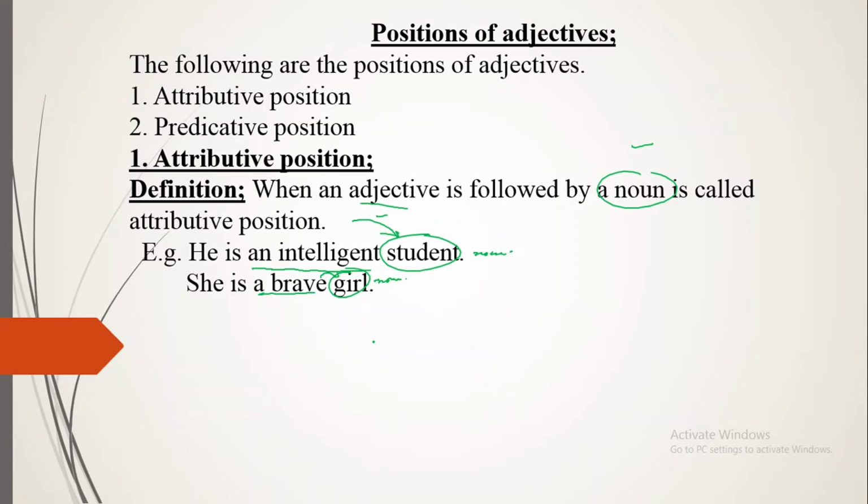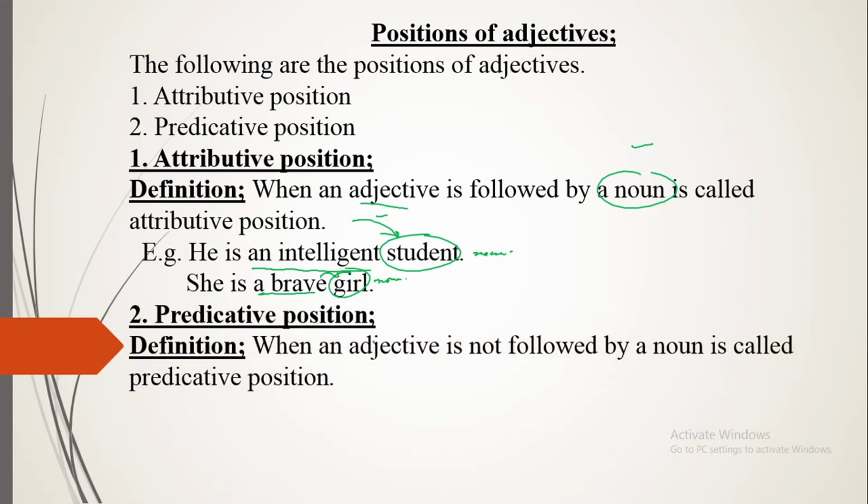We will discuss the next one, predicative position. It is the second one. And what is predicative position? When an adjective is not followed by a noun, it is called predicative position. We have learned that an adjective is a word which adds something in the meaning of a noun or pronoun. But keep in your mind, here an adjective is not followed by a noun. Here no noun comes after your adjective. That is called predicative position.